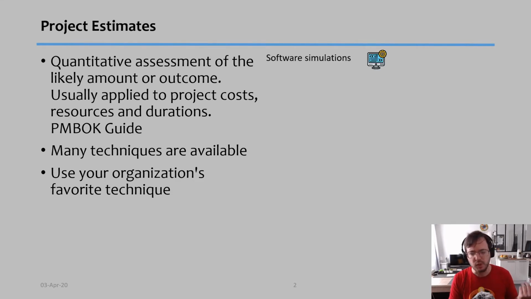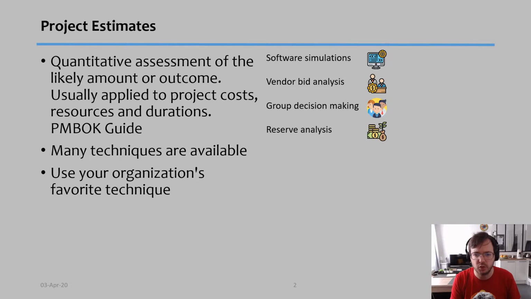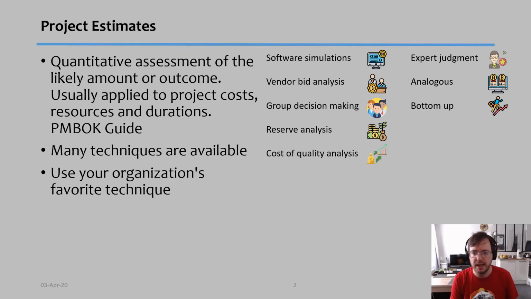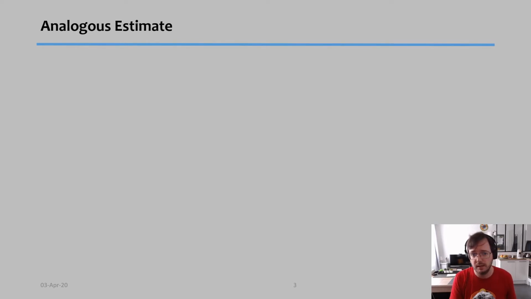So what kind of tools do we have? Software simulations, vendor bid analysis, group decision making, reserve analysis, cost of quality analysis, expert judgments, analogous projects, bottom-up analysis, three-point analysis, parametric models, and there are many more. I'm not going to cover all of them. I'm going to cover the three that projects typically use the most. One of them is analogous estimate.